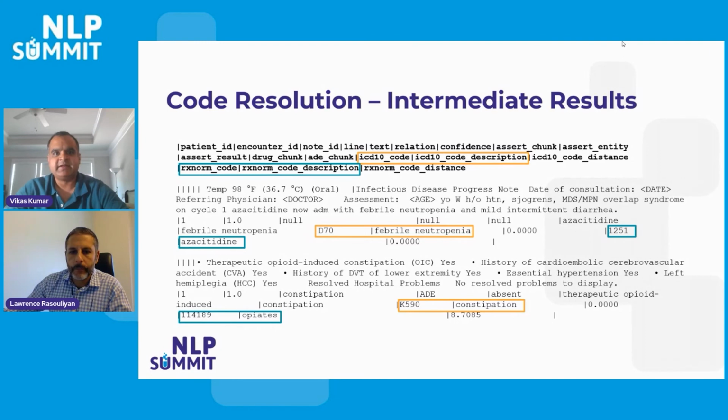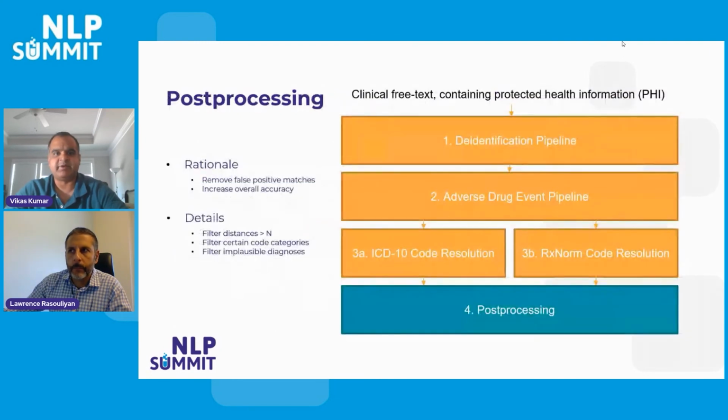Okay, so now that we've done the first three steps, we're nearing the end of our pipeline. And in this step, we do some post-processing. The purpose of this step is just to reduce false positive matches and increase the accuracy of our pipeline. And there are three main things we do here at OmniHealth.